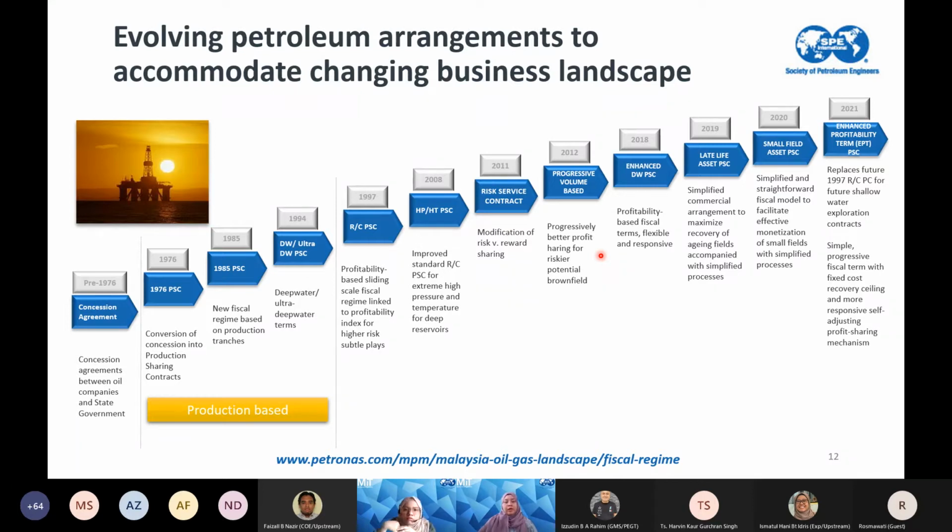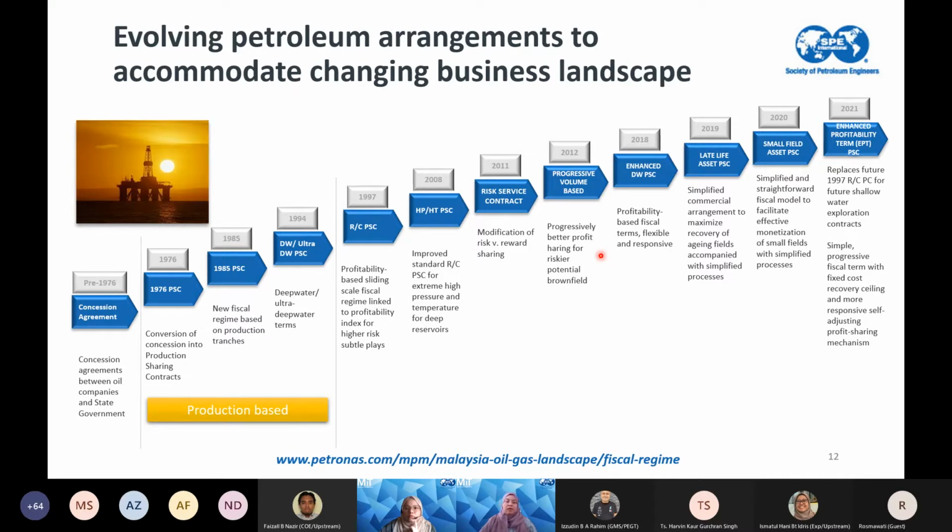ROVC PSC is a new step, a couple of decades ago, in trying to move towards a profitability-based versus a production-based approach. When I say profitability-based, what does it mean? It means that the share between the government and contractor is determined based on how profitable that project is or has been. Over time, this has evolved.